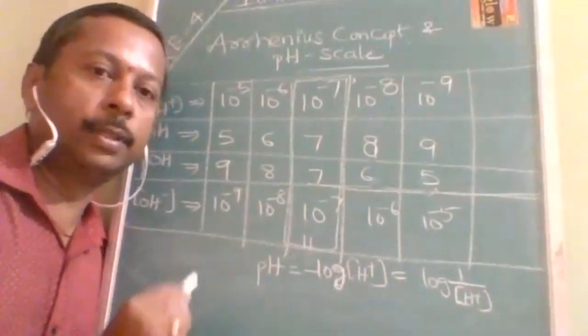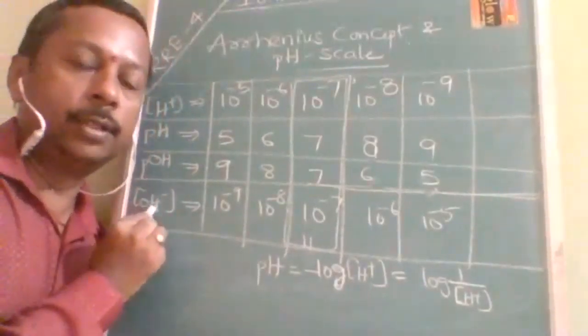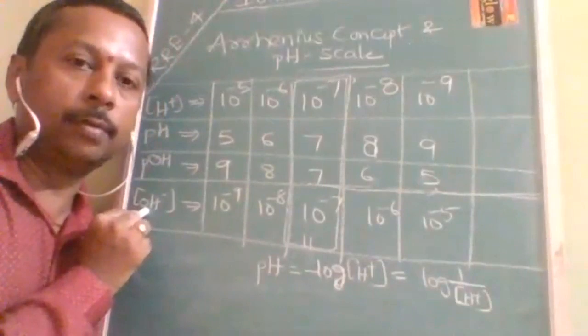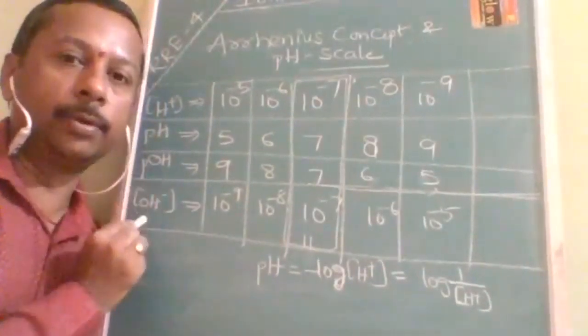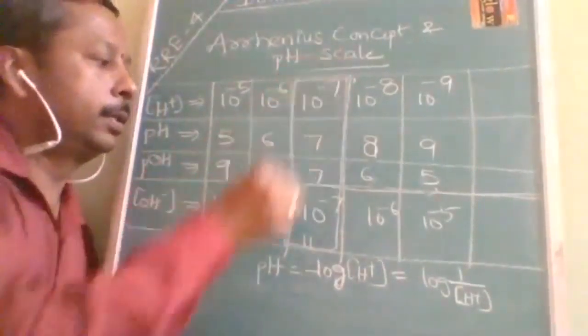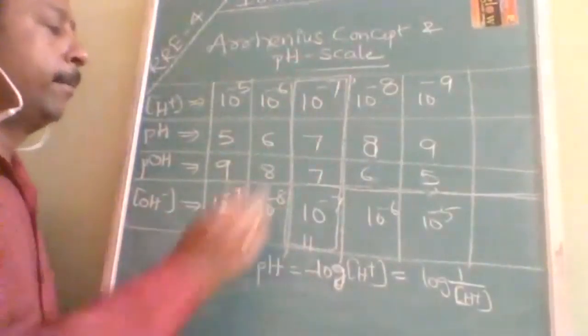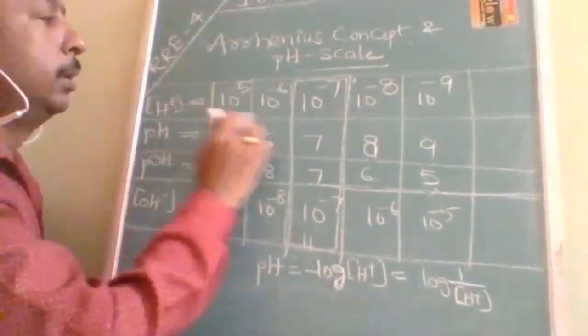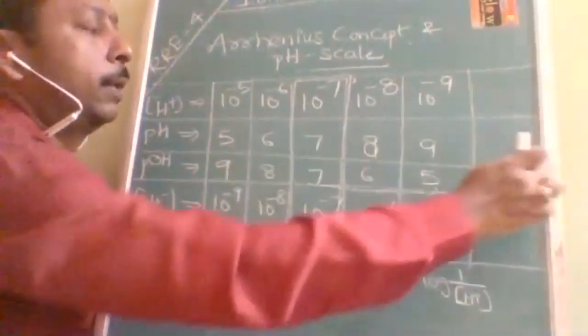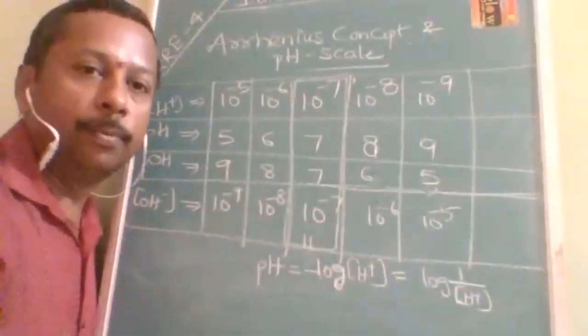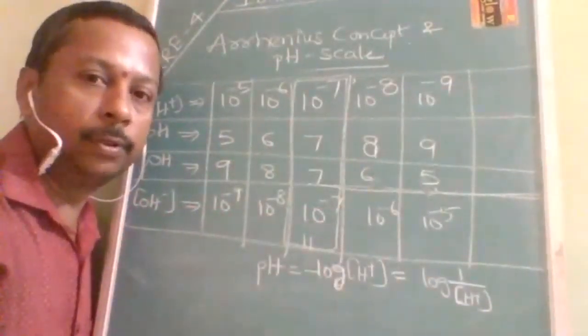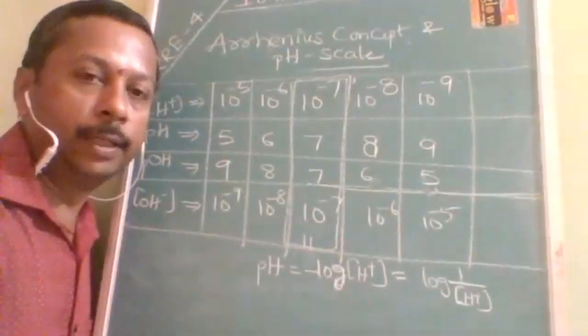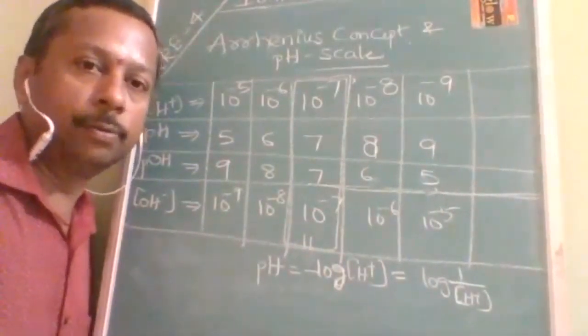Same is the case with pOH and OH minus. Higher the concentration of OH minus, lower will be pOH. So this is the concentration. pH, pOH, see here, it will keep on increasing. Up to where will it increase? Up to a maximum of 10 to the power of minus 14, so it can be 14. The pH scale ranges from 0 to 14.